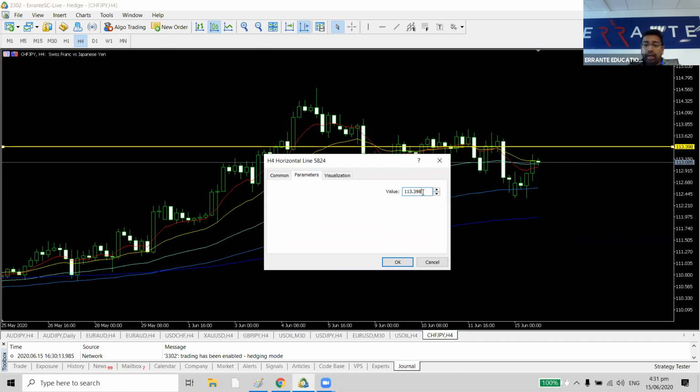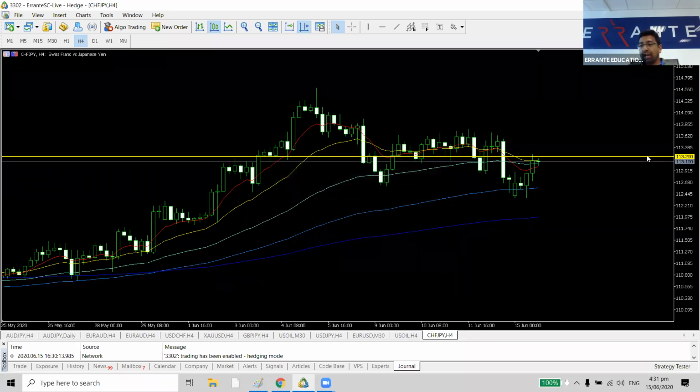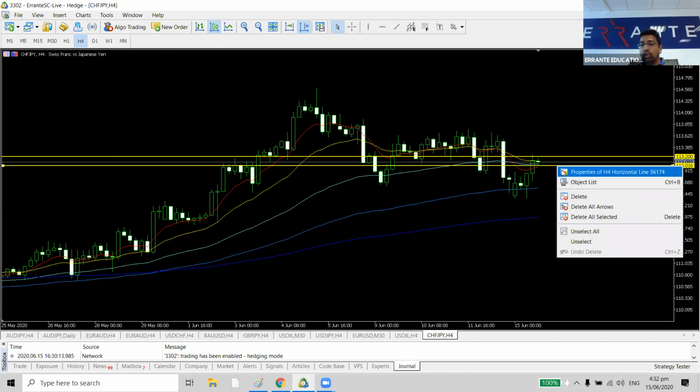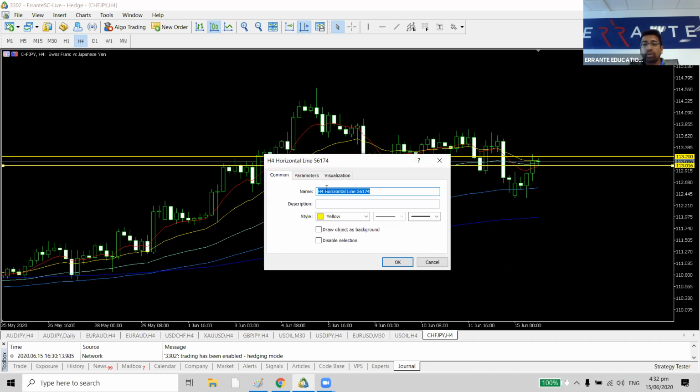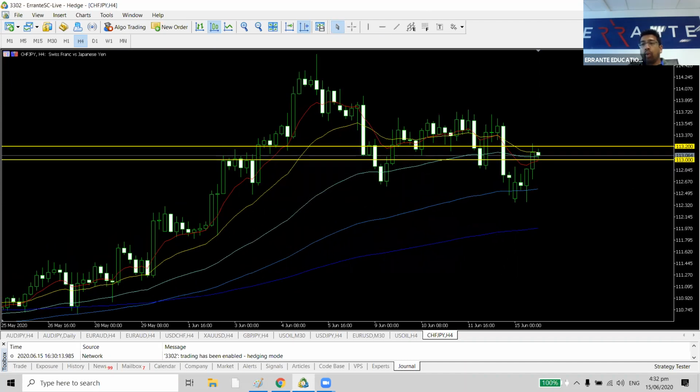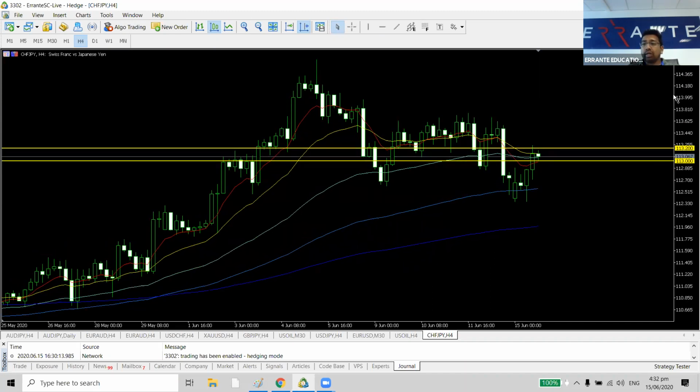So I can just put it here and make a line at 113.20. So I have here one level up, which is a psychological level. We'll do another class specifically for psychological numbers only. And as it goes down, it will find support at the 113.00 area. So now I have the two lines here. What I'm waiting for at the moment for CHF JPY is a breakout from these two lines.